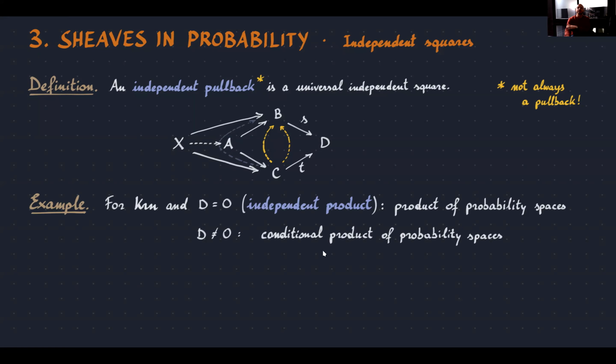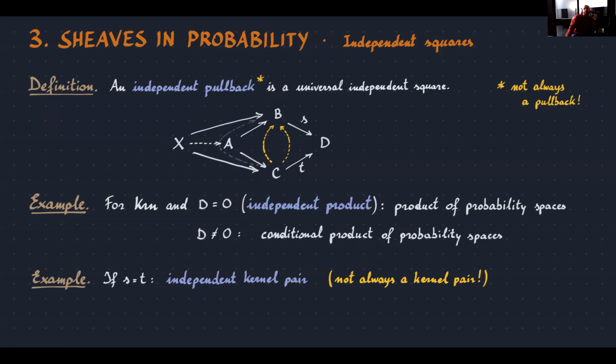And for d different from 0, you get what's called the conditional product, or gluing of random variables. Not gluing in the sense of descent. Those are very well known not to be products, but this is a universal property they satisfy. They're universal in this sense: universal among things that make things independent or conditionally independent. So you can now form what we call the independent kernel pair, which is not a kernel pair.